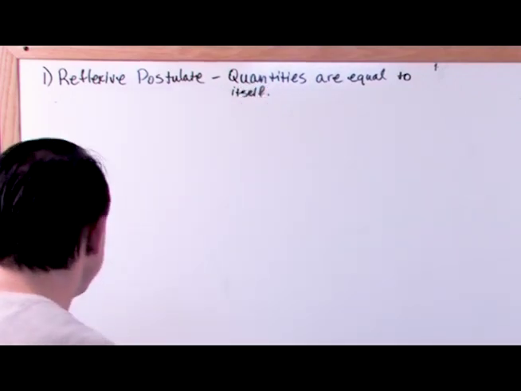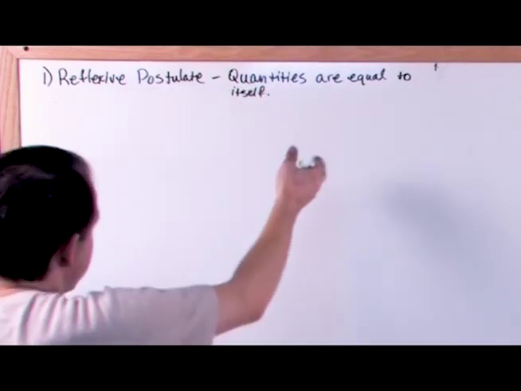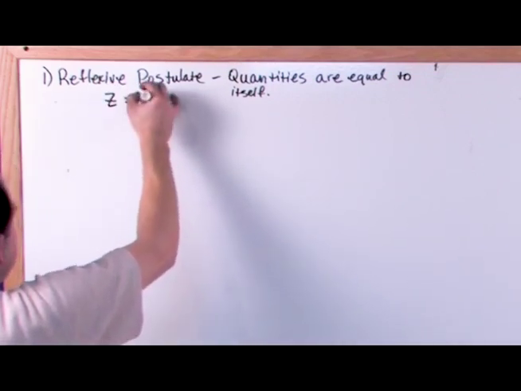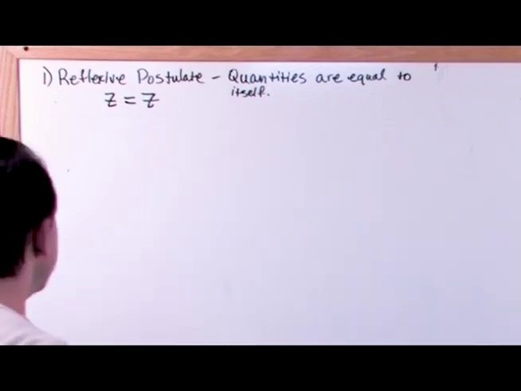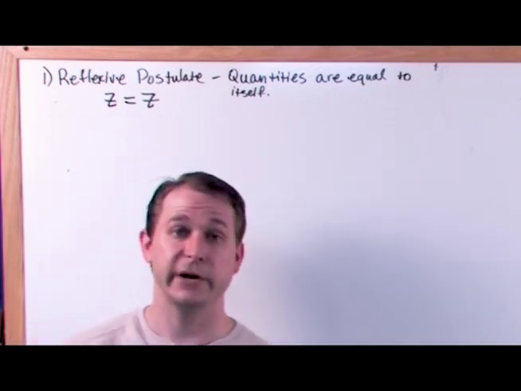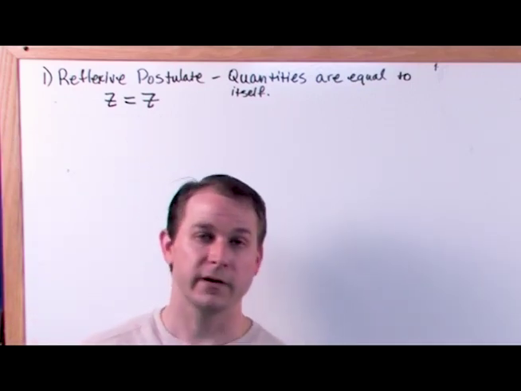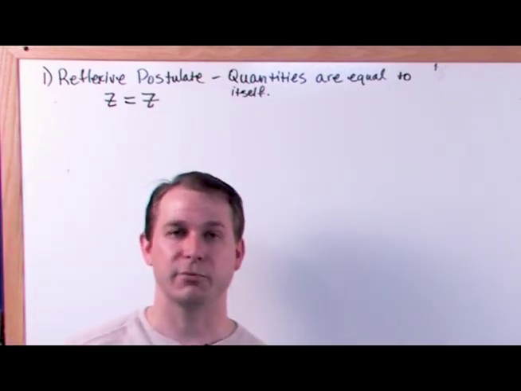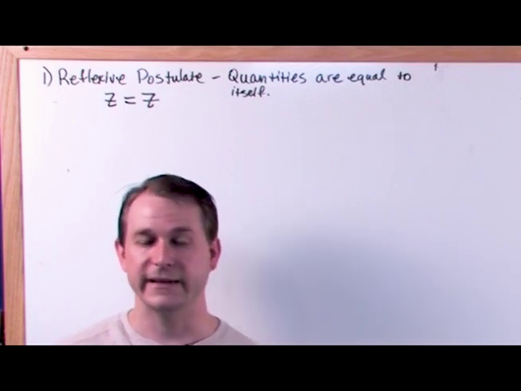Okay, so what this means is that literally it's exactly what it says. If you have a number or a variable z, it is equal to itself. So all this is saying is the number 3 is equal to 3, 4 is equal to 4, 17 is equal to 17, z is equal to z. Reflexive property just means something can be set equal to itself.